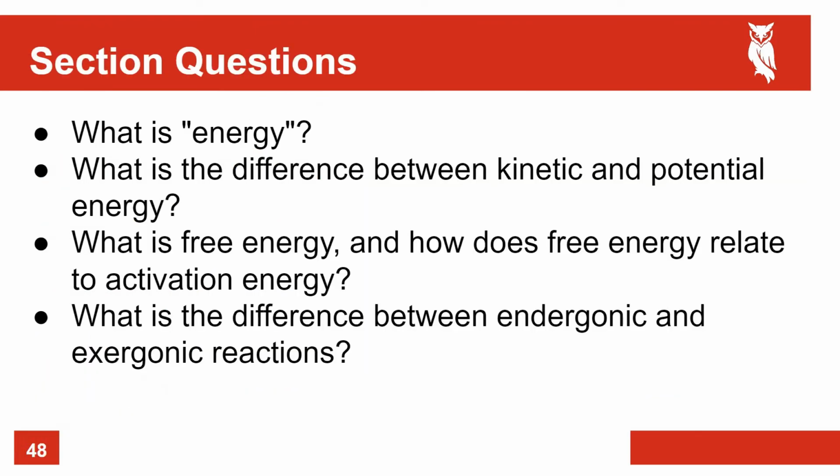All right, so what is energy? The ability to do work. What's the difference between kinetic and potential? Yeah, kinetic is motion, potential is stored. Now, it can be stored due to position, like gravitational potential, or it could be stored in chemical bonds. Chemical energy is a type of stored energy. What is free energy? Energy available to do work.